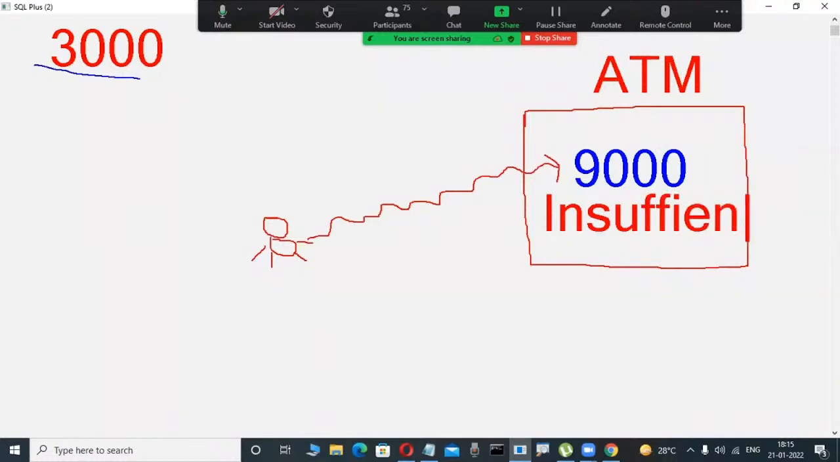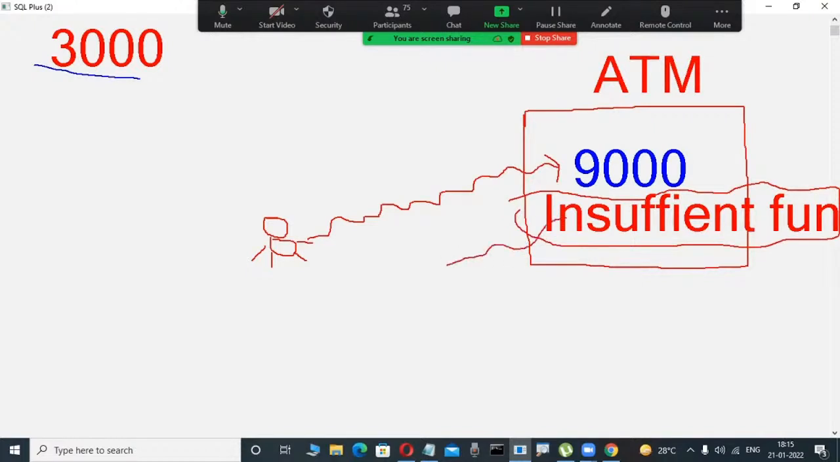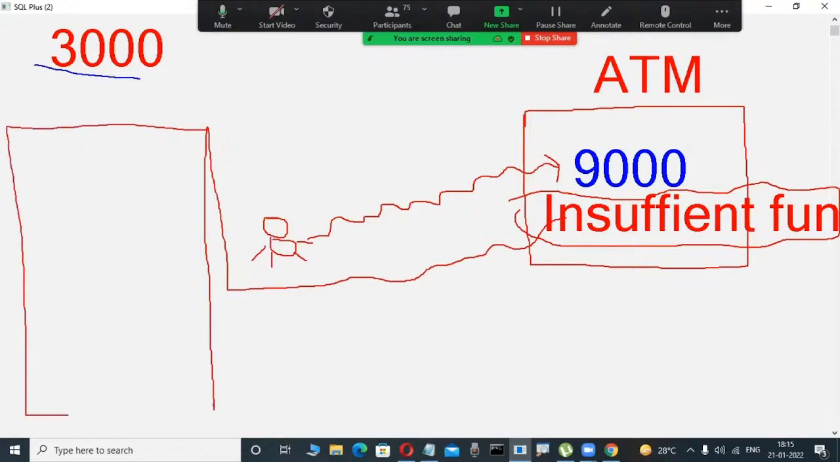Why? Because here your balance is low, 3,000, but you are trying to retrieve more than 3,000, that is 9,000, 8,000, 7,000 like that. How is it possible? In that case only the insufficient funds message will be displayed. But how is this message possible? Does the ATM center know? No. Actually, same like you, some software engineers write coding, that is important. They are writing coding only.